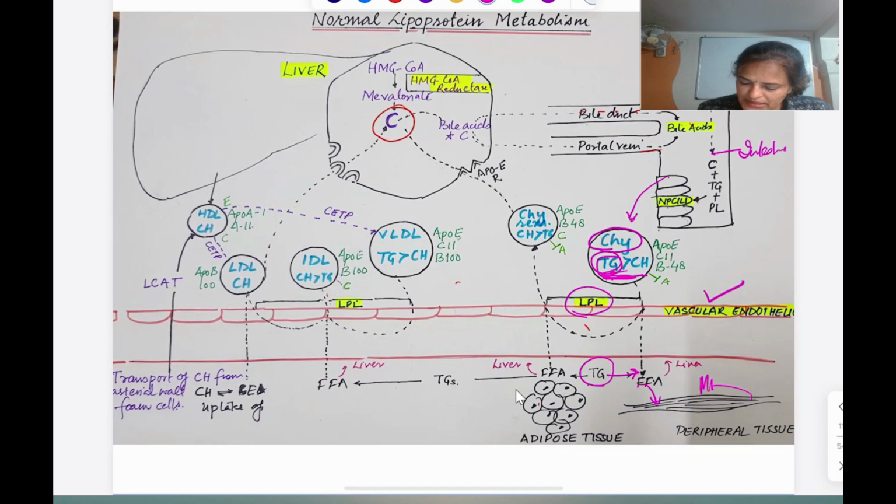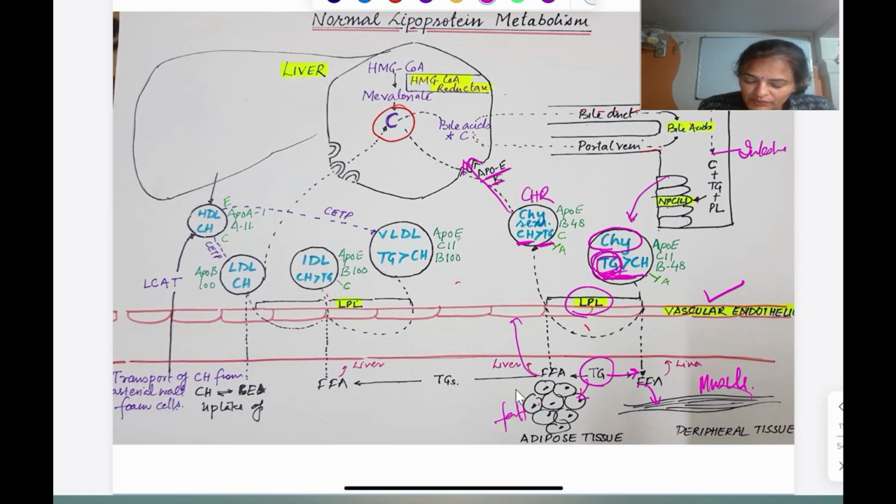Okay, this is the muscle, here it will be used. The muscle is going to use it as a source of energy, or it will be deposited into the fatty tissue, or it will be taken up by the liver. This free fatty acid will again be taken up by the liver, where it is converted into triglyceride. Once the triglyceride in this chylomicron is hydrolyzed, the chylomicron is converted into chylomicron remnant. Now you can see here the chylomicron remnant's cholesterol level is more as compared to the triglyceride. Then it is taken up by the liver with the help of the ApoE receptor.